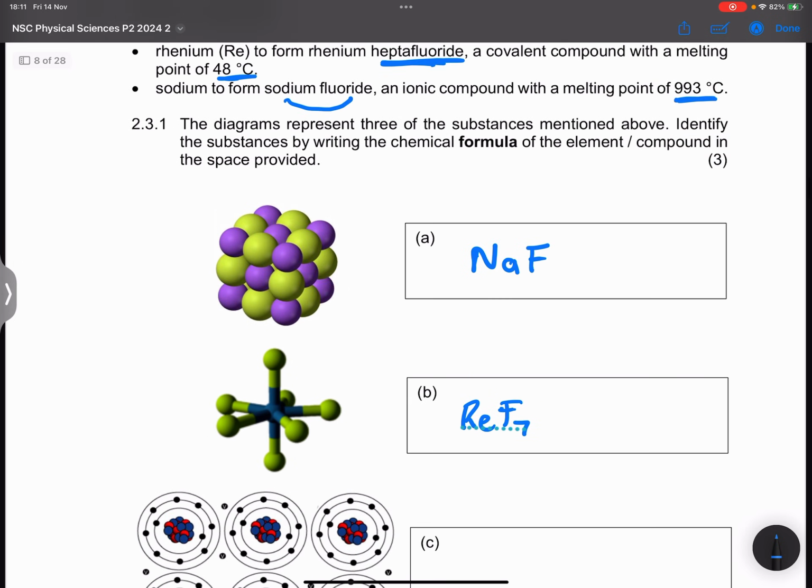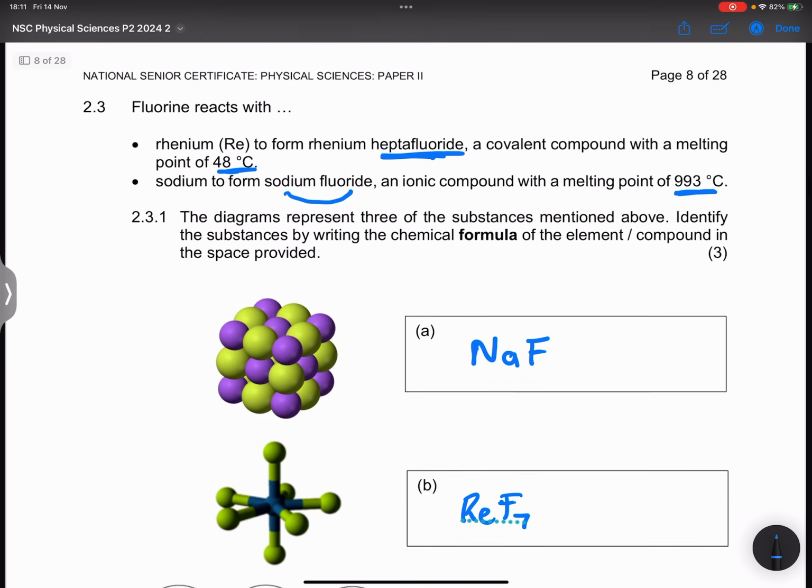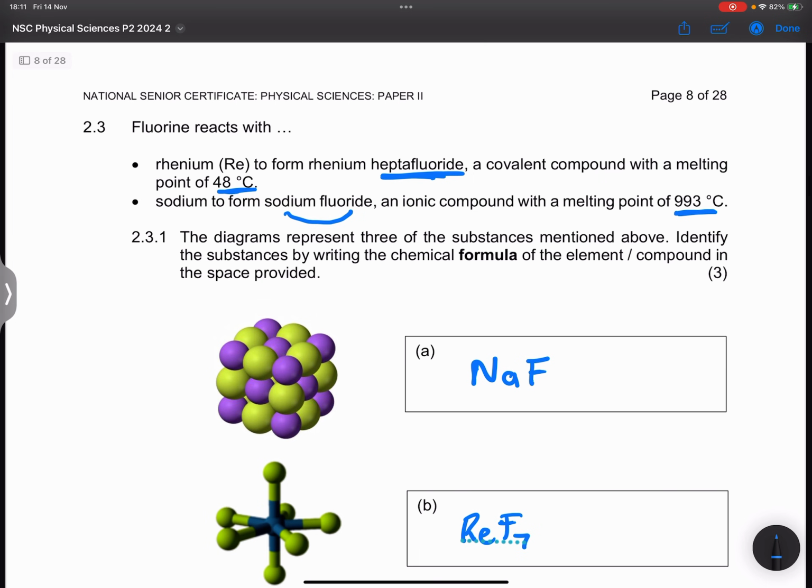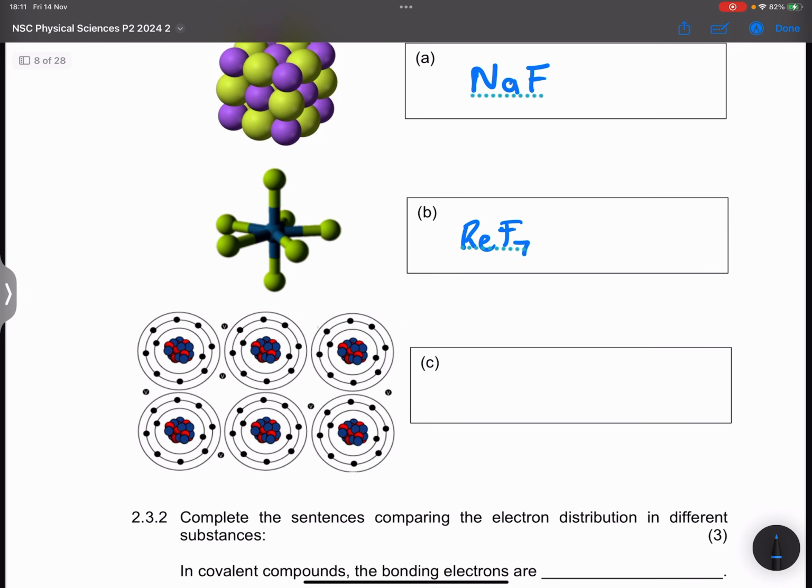Right, and then C, were we given something else? I think that should be sodium. So you can see that you've got just one thing there. So that means that that's going to be sodium.